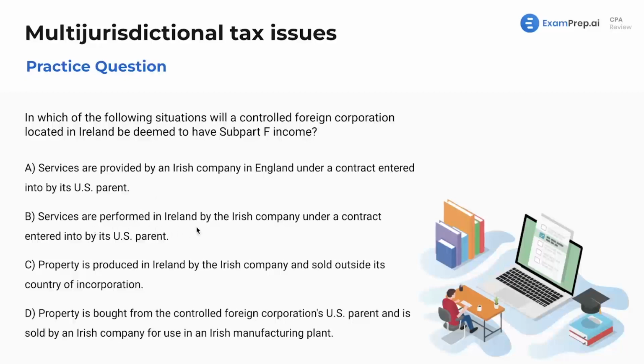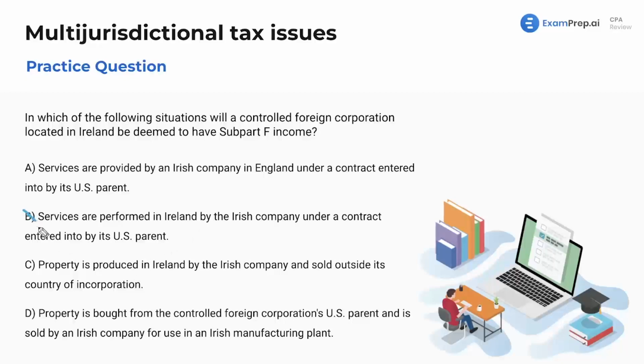Letter B: Services are performed in Ireland by the Irish company under a contract entered into by its U.S. parent. Give you a second to think about that one. I mean, obviously, we kind of agreed that letter A looks right. I don't know if you agreed with me. Maybe you don't agree with me, but kind of going with letter A. But think about this one for a second. Well, in this situation, the services are being performed within the country of incorporation, which is Ireland. So the services would not generate subpart F income. All right. Look into the next one.